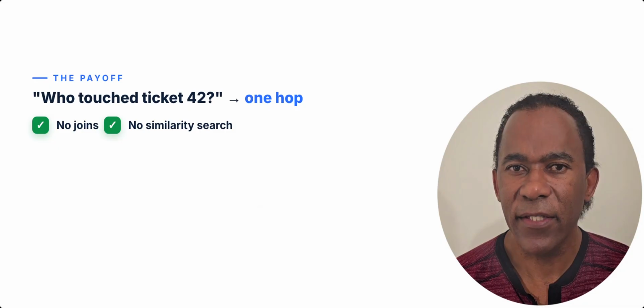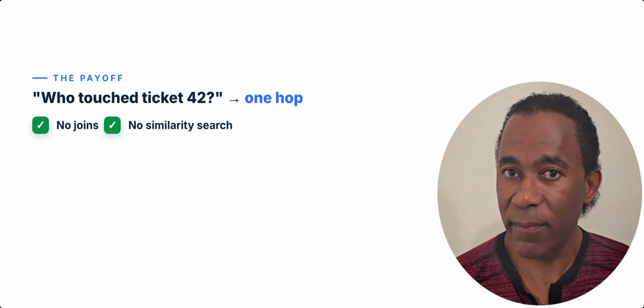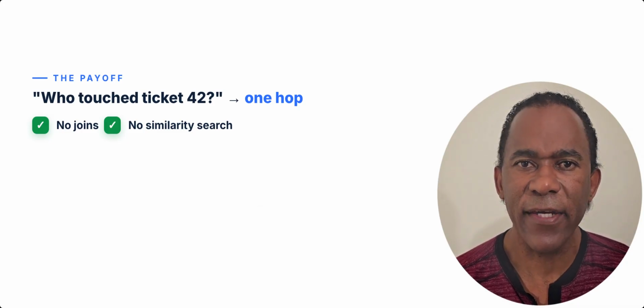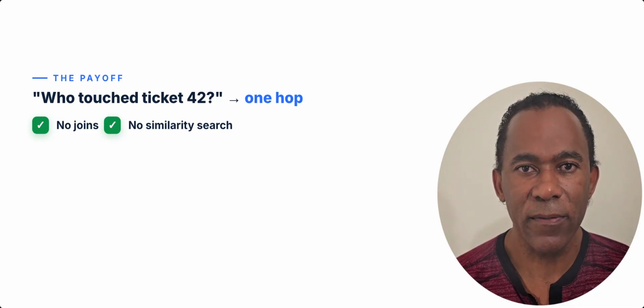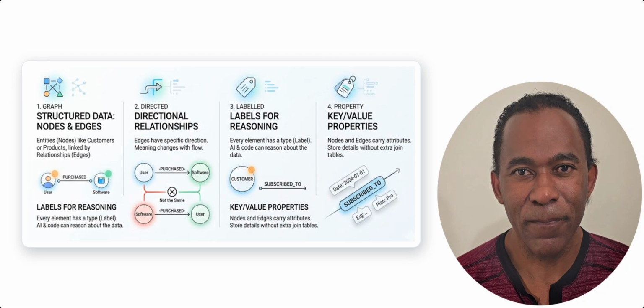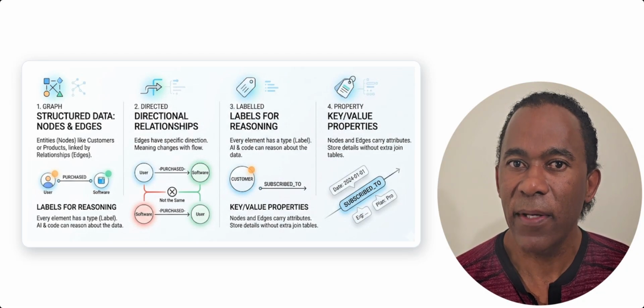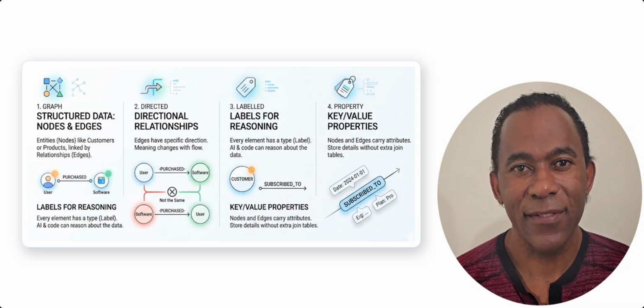And that turns out to be a huge unlock, because when AI asks, show me everyone who touched ticket number 42, a graph can answer that in literally one hop. No joins, no similarity search, no vibes-based ranking. The technical term is a directed label property graph. Sounds fancy. It really isn't.